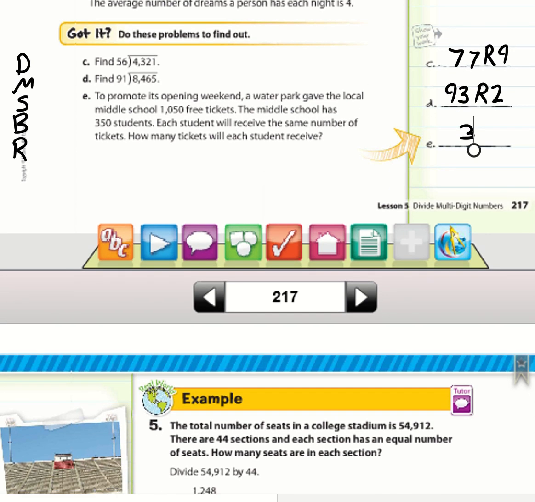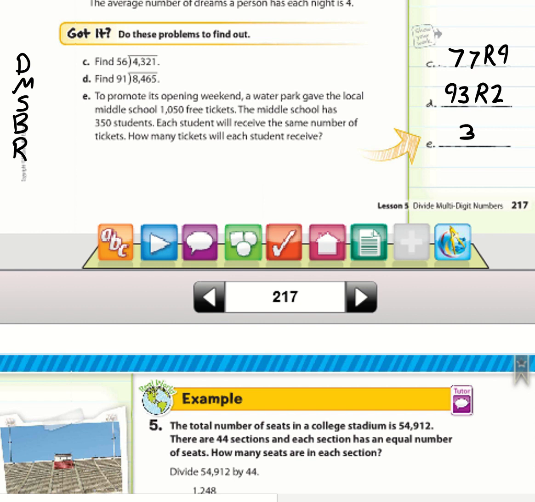I want to go into E since it's a word problem. It says, to promote its opening weekend, a water park gave the local middle school 1,050 free tickets. The middle school has 350 students. Each student will receive the same number of tickets. How many will each student receive?